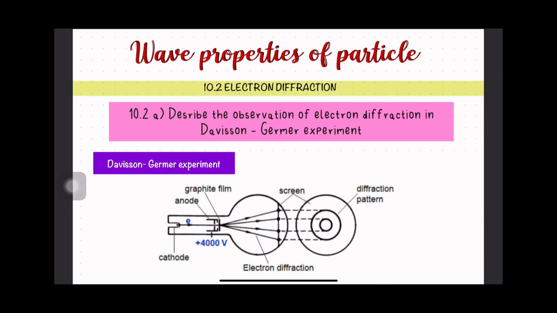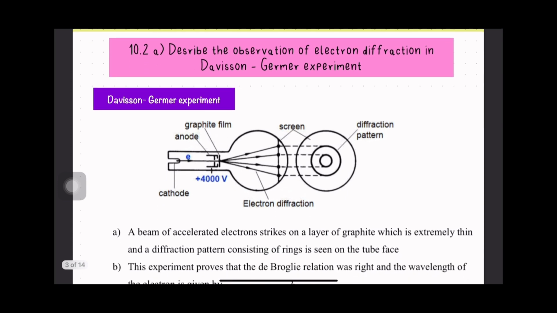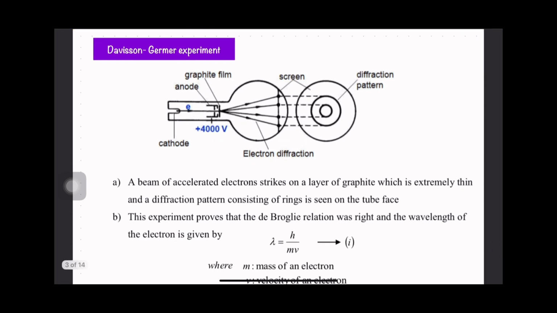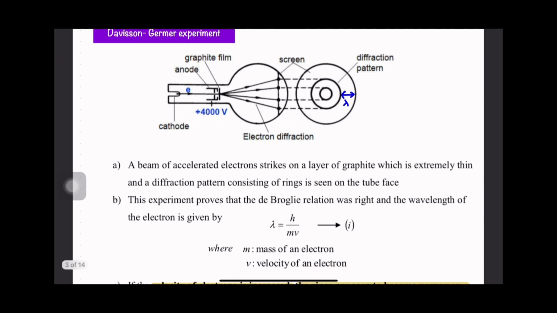Okay, next is 10.2 about electron diffraction. 10.2a, describe the observation of electron diffraction in the Davisson-Germer experiment. So the Davisson-Germer experiment was set up like this, and then we can see that the pattern is a ring. Okay, ring pattern. So the distance between these rings is related to the wavelength. Okay, so a beam of accelerated electrons strikes a layer of graphite which is extremely thin and a diffraction pattern consisting of rings is seen on the tube face.